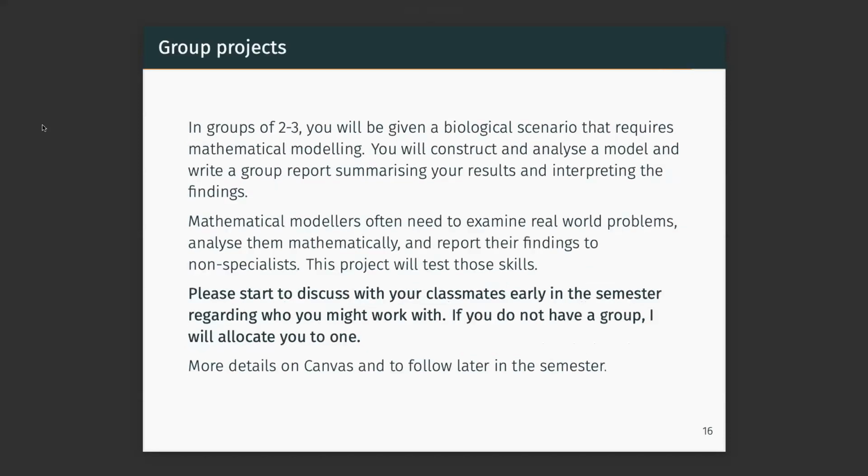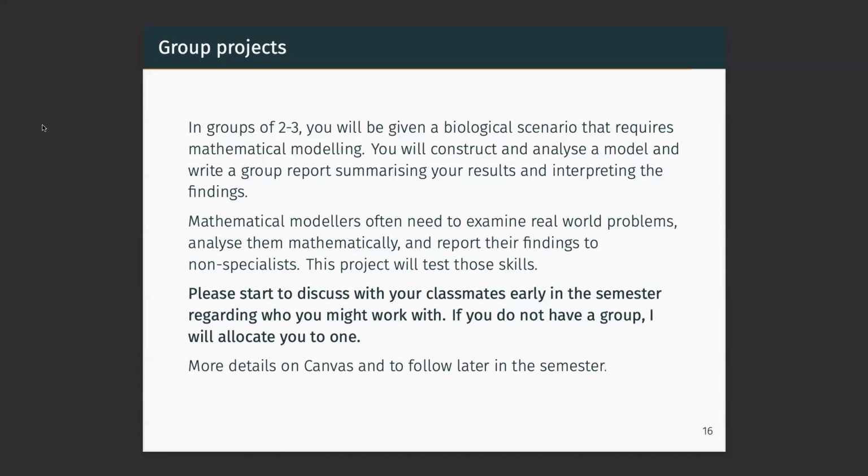Okay, group projects. This is the main one that you guys want to know about. So in groups of 2 or 3, you are going to be given a real world biological scenario, or a scenario that's inspired by the real world, that requires some mathematical modeling. And you're going to be tasked with constructing and analyzing a model within your group, and then writing a report, about 6 sides of A4, summarizing your results and interpreting these for your audience.